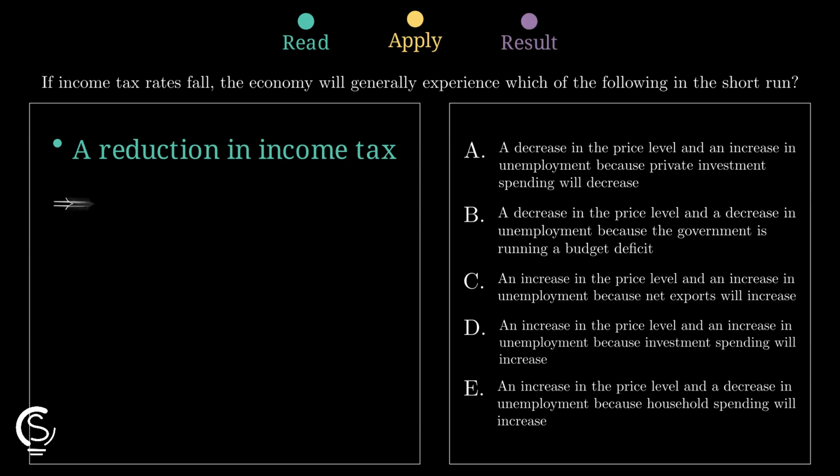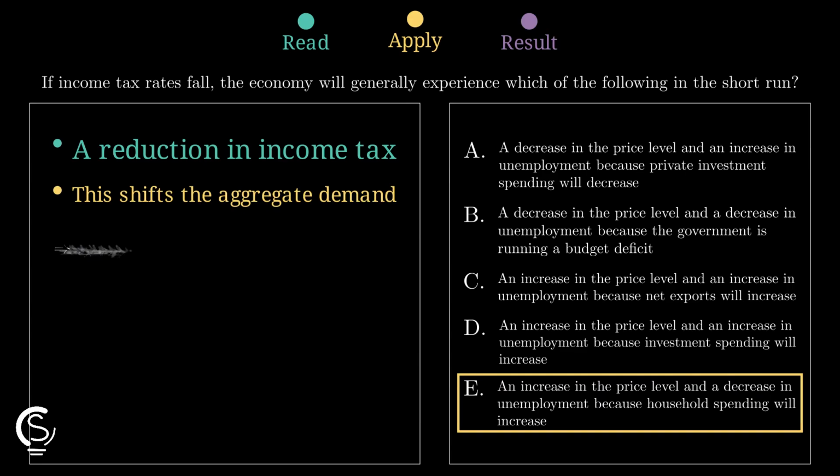So the short-run result is a higher price level and lower unemployment, which matches choice E because household spending is the reason demand rises.